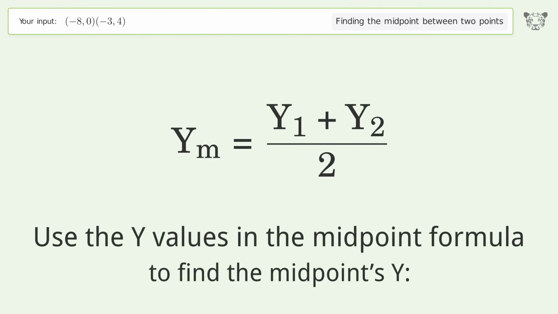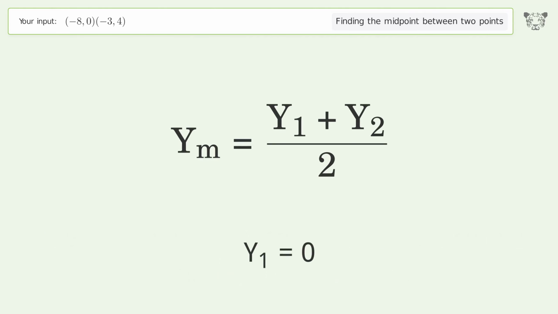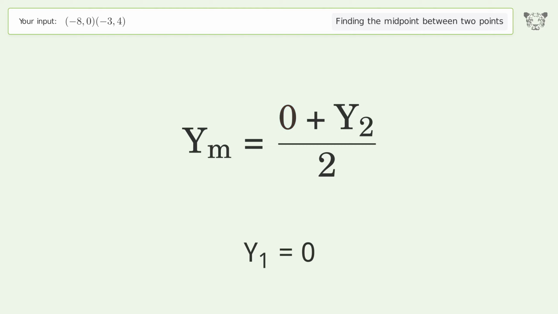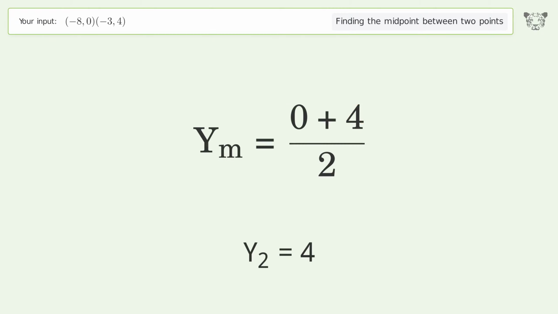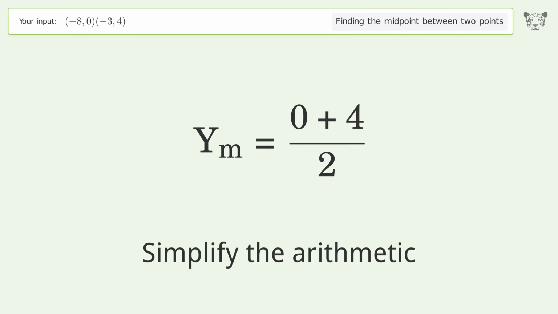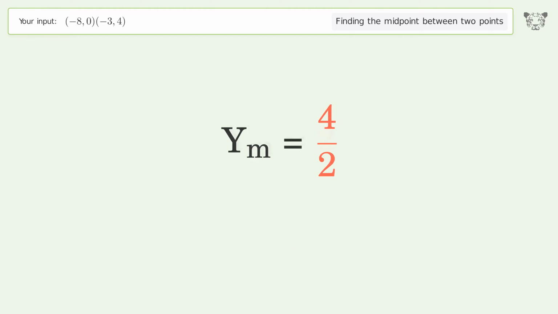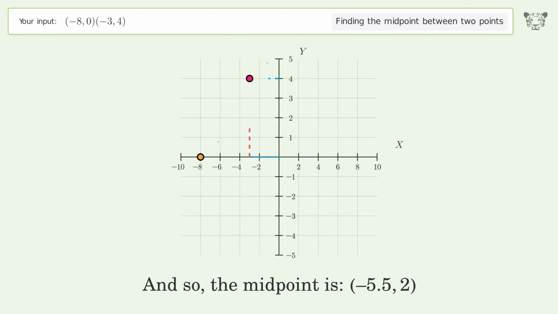Use the y values in the midpoint formula to find the midpoint's y. y1 equals 0. y2 equals 4. Simplify the arithmetic. And so, the midpoint is negative 5.52.